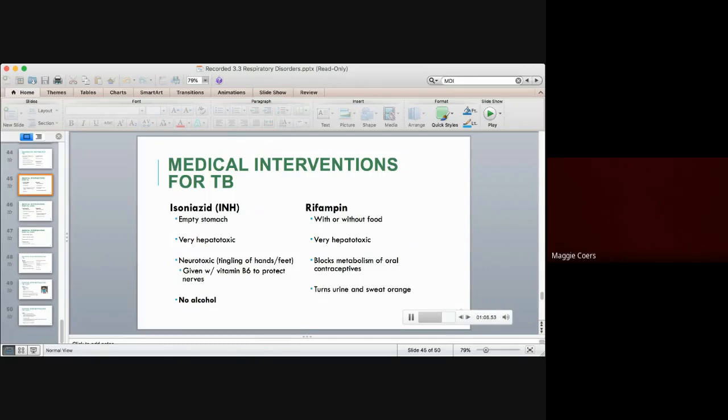It doesn't really cause anything except for turning orange. However, it also can make contraception ineffective. So if you have a younger person that's being treated for TB and is on rifampin, you need to make sure that they are using some other type of birth control.